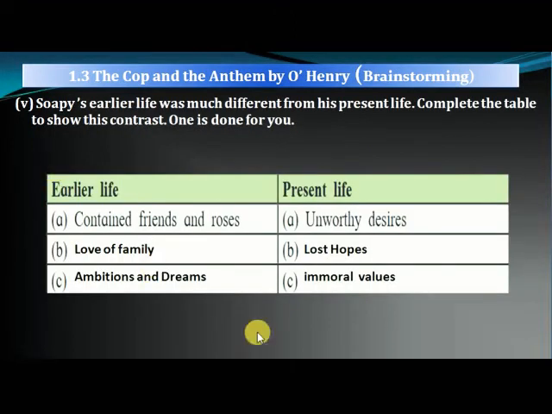The next one here is, Sophie's earlier life was much different from his present life. Complete the table to show the contrast. One is done for you. So we have to show how his earlier life was and how his present life is. His earlier life contained friends and roses, love of family, ambitions and dreams, and in his present life he has unworthy desires, lost hope, and immoral values.